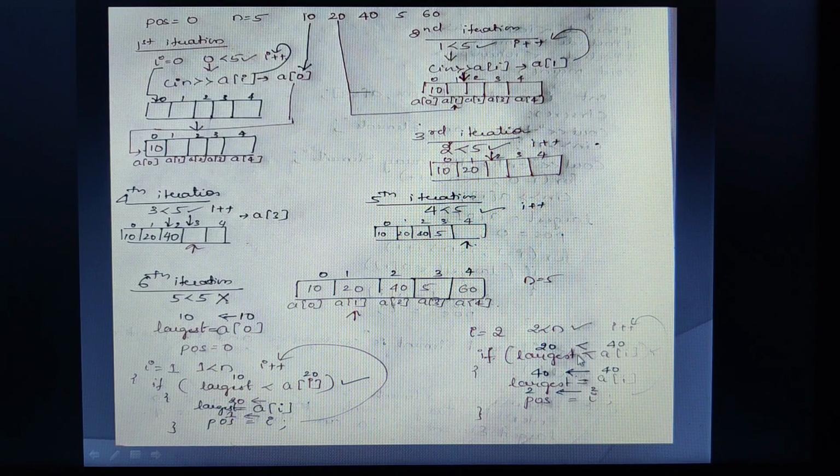Since the condition is true, we are entering the if block. What do I have to assume? I have to make 40 the largest. Am I right? So I am moving whatever is there in A of I into the variable known as largest. This largest will erase its previous contents and accept the new value 40 as the largest.